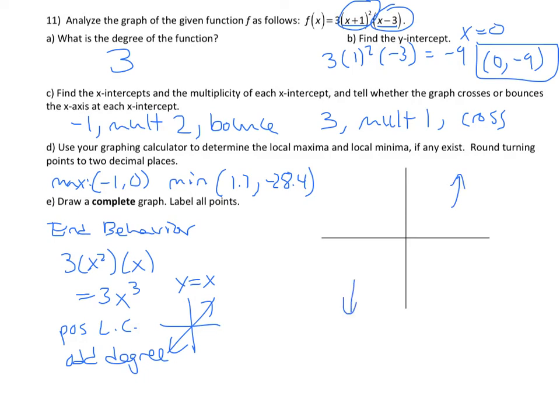And we have to plot the points. So we get an x-intercept at -1 and at 3. And the y-intercept is at -9. Put that about right here. And then we also have a point, this min point that we need to plot, -1.7, -28.4. So maybe down here.